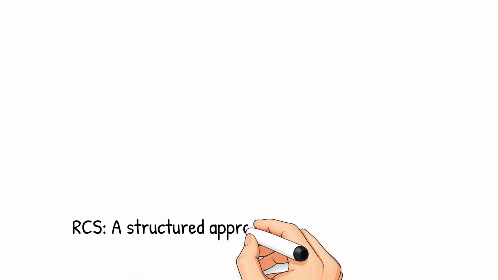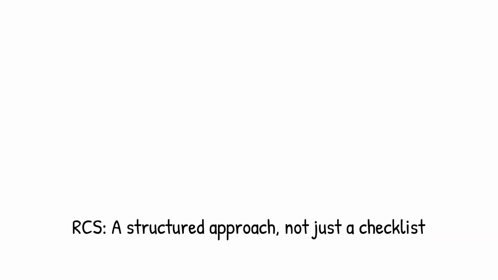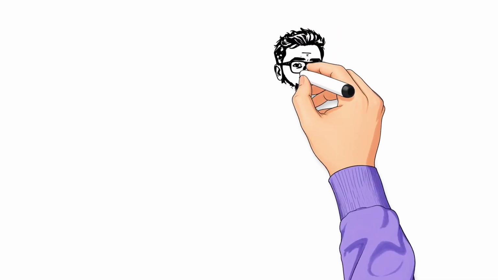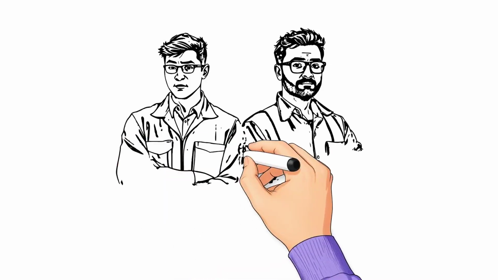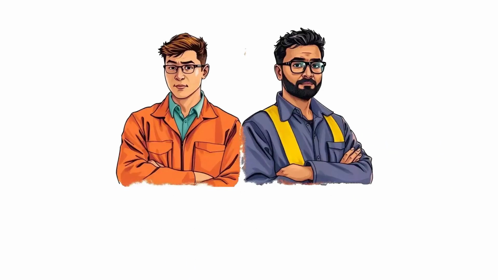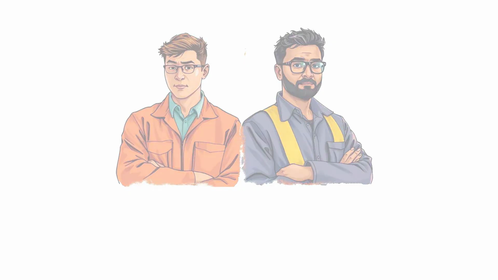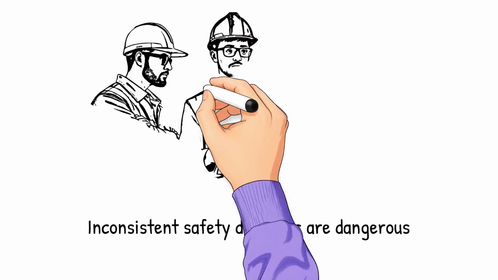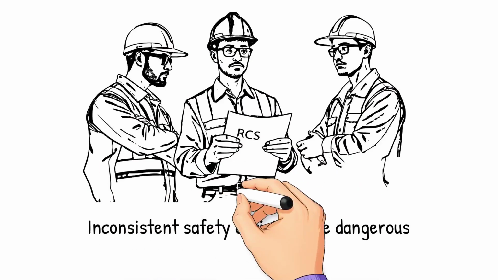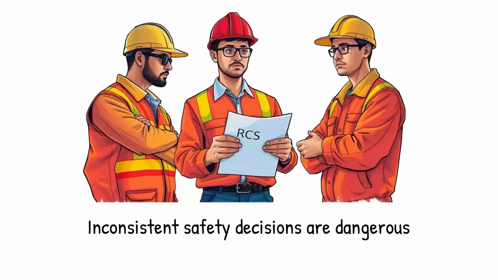RCS is not just a document or a checklist. It's a structured approach that ensures hazards are controlled consistently across an organization. Imagine a workplace without standards. Every supervisor would make decisions based on personal judgment. One might allow a shortcut, another might enforce strict controls, and someone else might ignore the hazard completely. That inconsistency is dangerous. RCS eliminates guesswork by defining clear expectations.